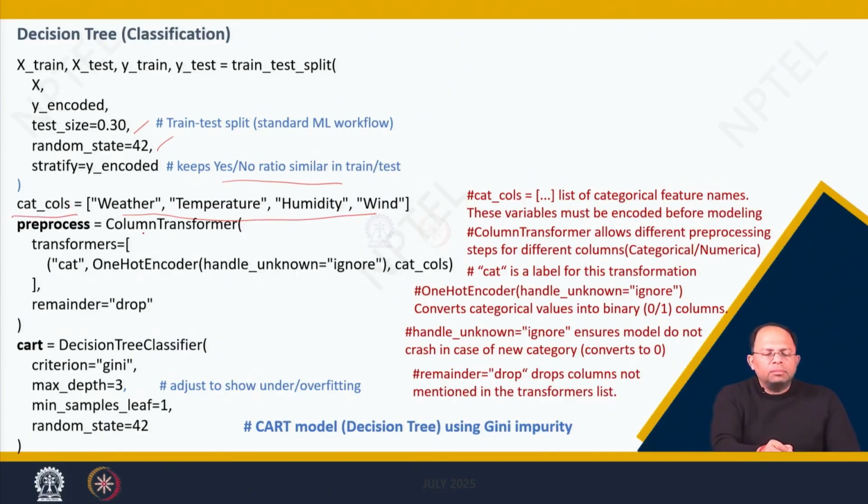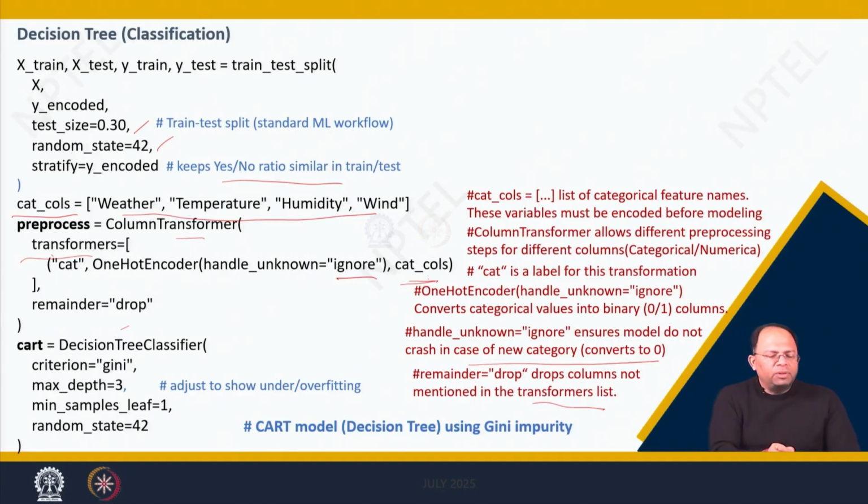Then we store the features in the categorical columns variable, and then we do the pre-processing. We call the ColumnTransformer, and within that we run the one hot encoder, and whatever is in cat_columns we are storing in these transformers. That means we are converting it using one hot encoder into dummy variables. Then the drop says that the columns not mentioned in the transformer list will be dropped, and handle_unknown equal to ignore is over here. It ensures that the model does not crash in case of a new category; if it finds a new category, it will convert it to 0.